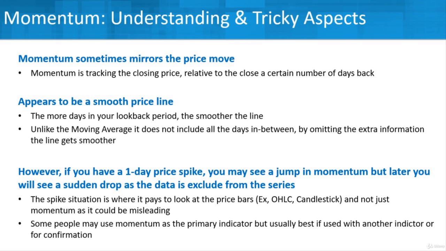So the spike situation is where it pays to look at price bars, right? We had a whole section around spikes, and obviously looking at your open, high, low, close, or your candlestick price bars, and not just looking at momentum, as that could be a little bit misleading. So don't necessarily trade just on the momentum indicator. Again, that's different from momentum investing.